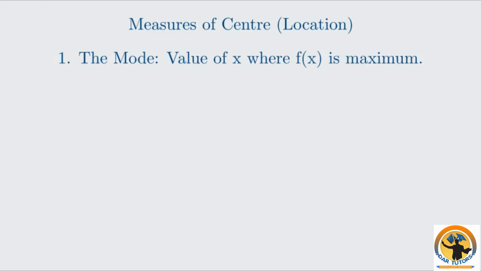First, the mode. For a continuous distribution, the mode is simply the value of x that corresponds to the highest point on the probability density function curve. It's the value where the density of probability is at its greatest.